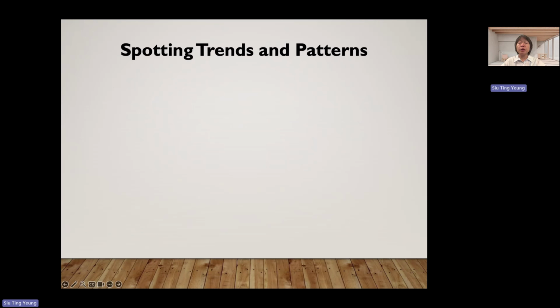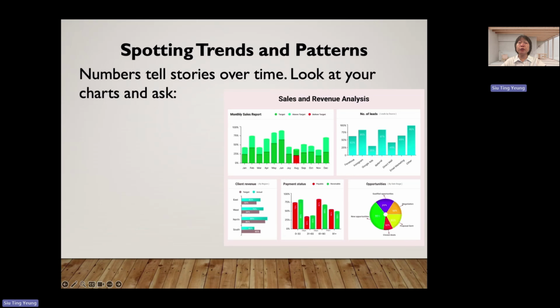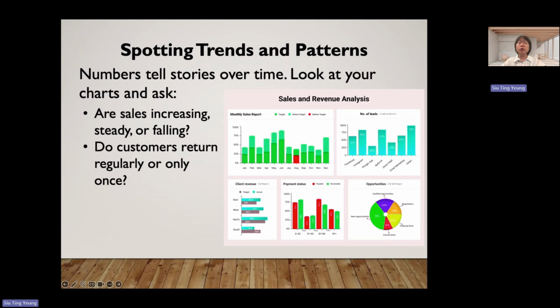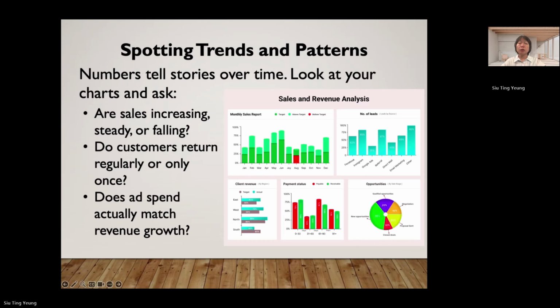So our next step, we talk about what are the indications, the trends and patterns from these metrics. Try to spot trends and patterns. Numbers tell stories over time. Look at your charts and ask questions like, are sales increasing, steady, or falling? Or you can ask the question, do customers return regularly or only once? Does advertising spend actually match revenue growth?